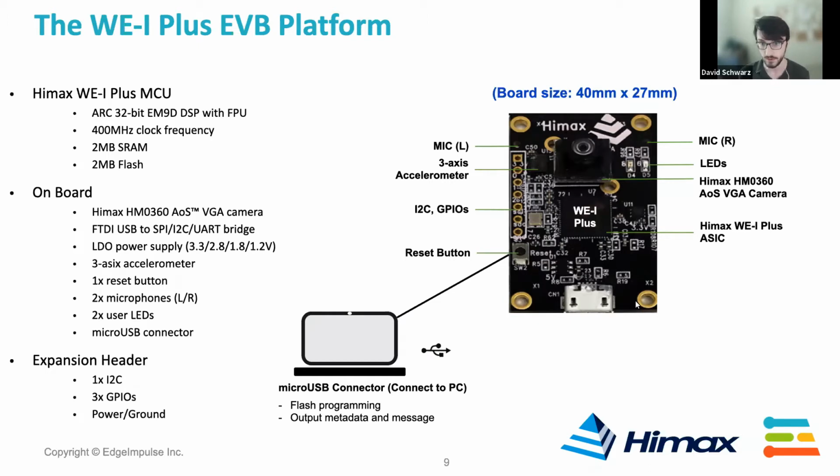In addition, the board has a lot of sensors for when you want to go beyond computer vision. It comes with dual microphones, as well as a 3-axis accelerometer. And the camera on it supports up to 640 by 480 resolution. And the USB connectivity, as we'll see in a little bit, is going to make it really easy for us to stream data into our development environment, as well as get an idea of what the application is doing once we're running inference on the device.